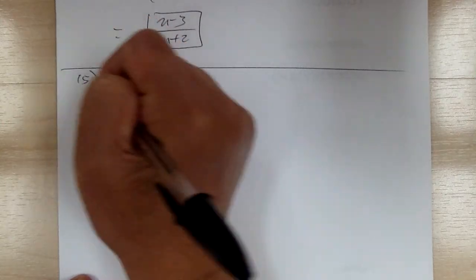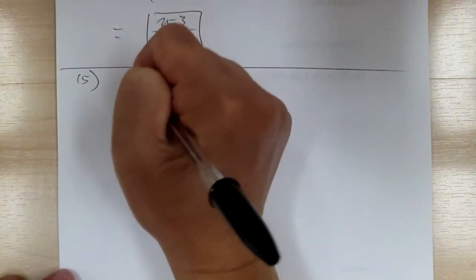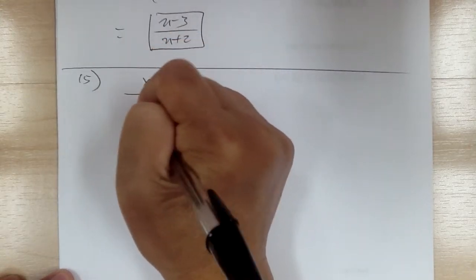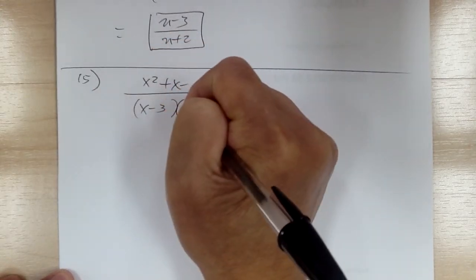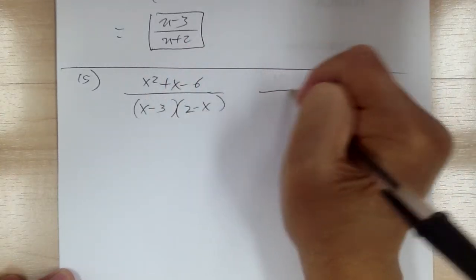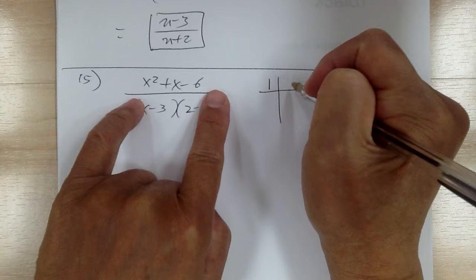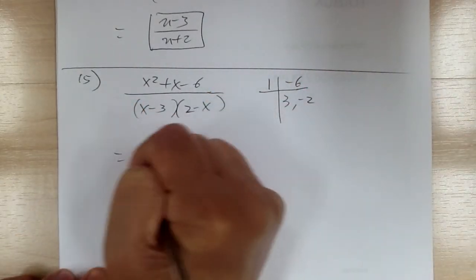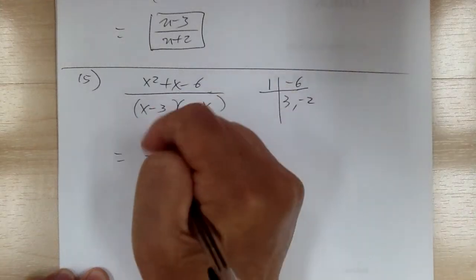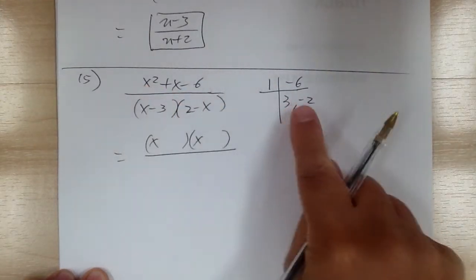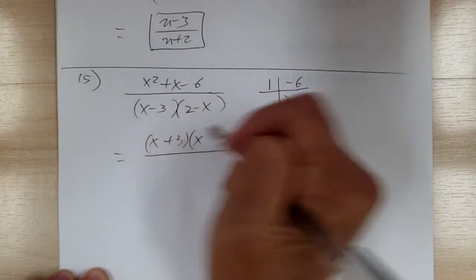Okay, let's go to number 15. You have x squared plus x minus 6 over x minus 3 and 2 minus x. So let's go and factor the top. So you get 1, you get -6. So you're going to get 3 comma -2. Okay, so there's no number in front, so whatever you see is whatever you put down.